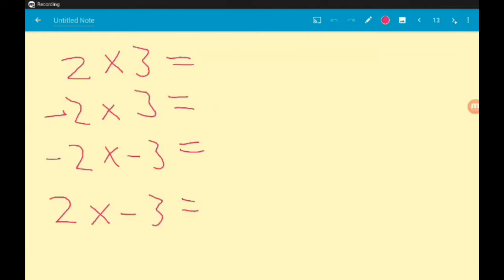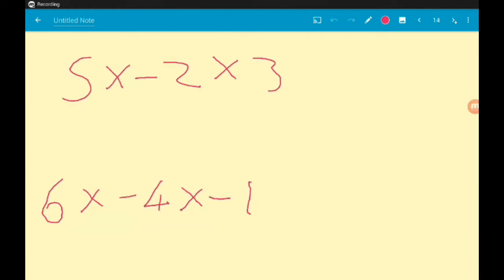Okay, first up then, 2 times 3, positive times positive is going to be positive, so that's positive 6. Minus 2 times 3, negative times positive is going to give us negative 6. Minus 2 times minus 3, negative times negative is going to give us positive 6. And 2 times minus 3, positive times negative gives us negative 6. Let's do a couple of chains of multiplication.